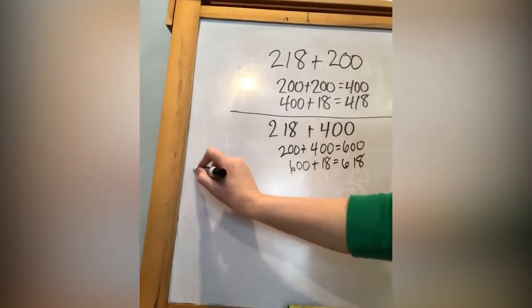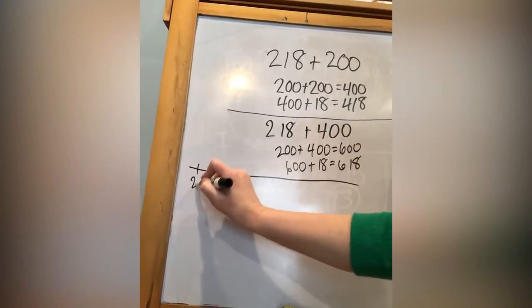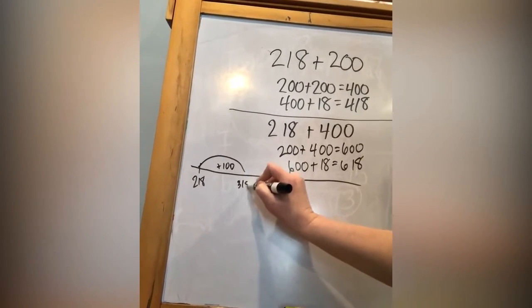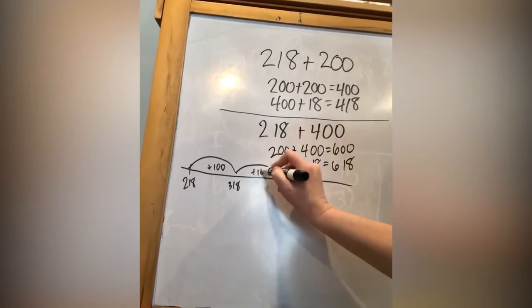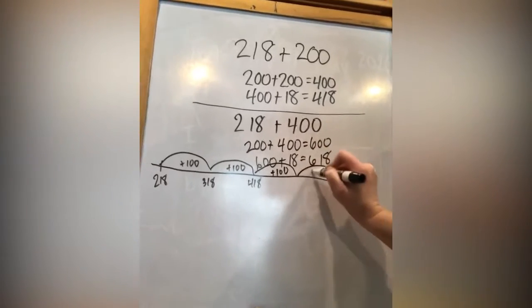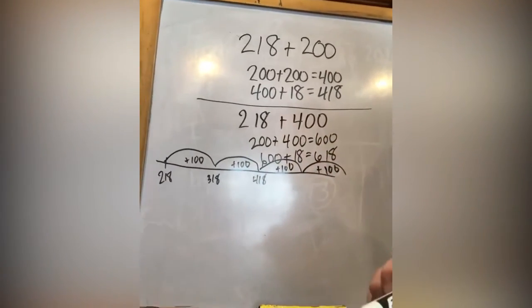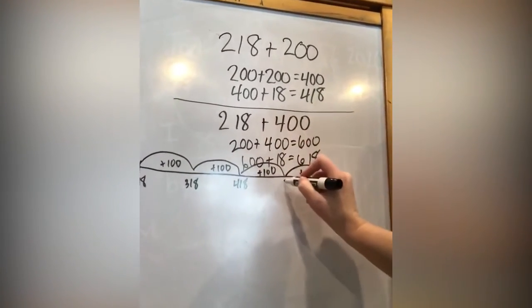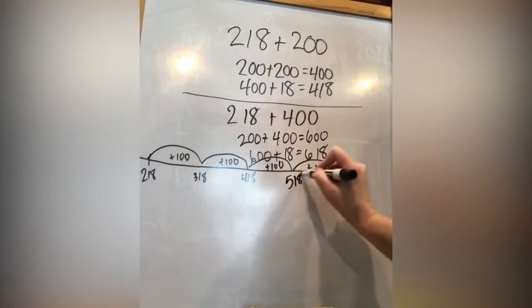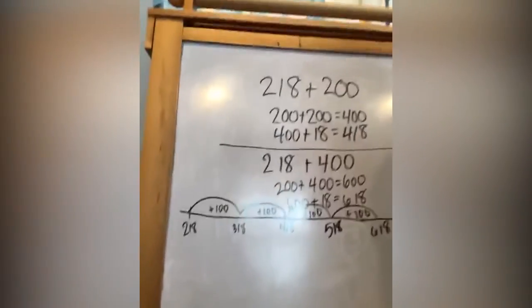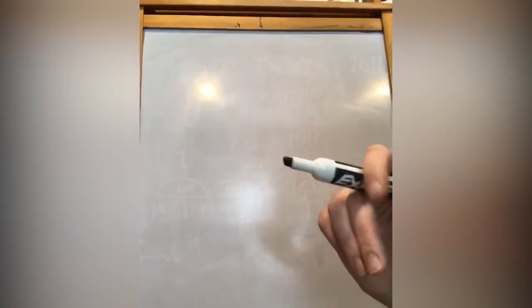And if I was on a number line at 218, I'm really just doing how many hundred jumps? 1, 2, 4. So we can count by hundreds, right? If I start at 218, 318, 418, what would be next? 518, 618. Good.